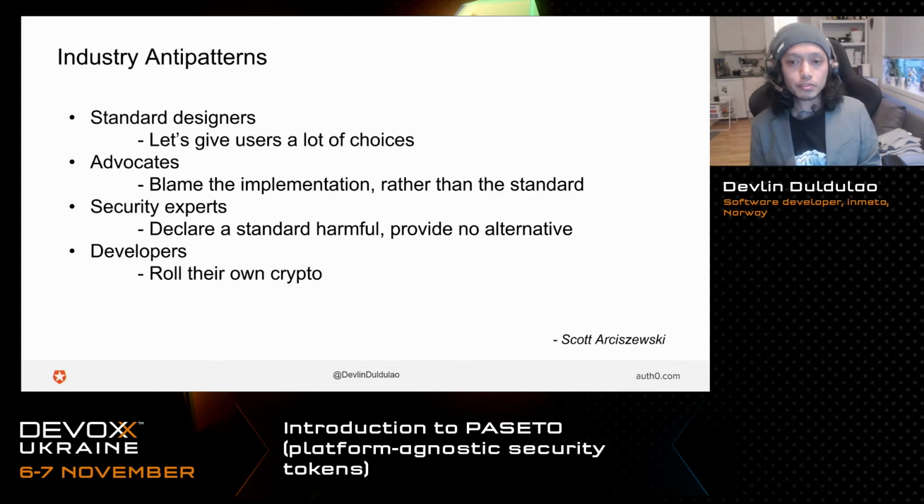And we have these industry anti-patterns here. For example, standard designers say: let's give users a lot of choices. That's an anti-pattern. And the advocates blame the implementation rather than the standard. And the security experts declare a standard harmful, and then provide no alternative. And then we developers end up rolling our own crypto, which is not the recommended way. So can you really blame us developers?